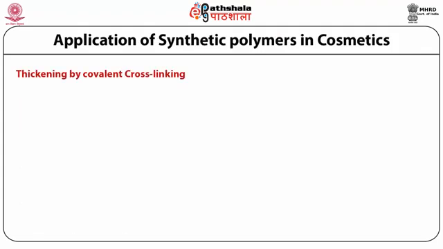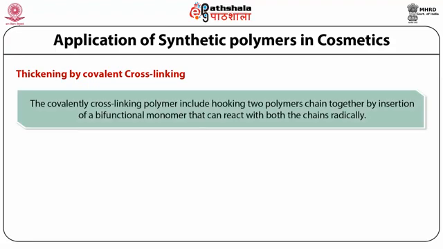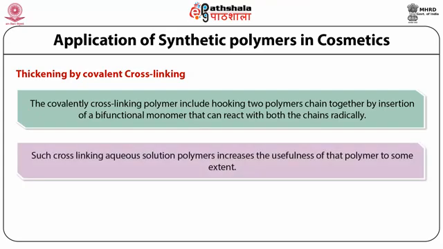Thickening by covalent cross-linking is another approach. Covalently cross-linking polymers involves hooking two polymer chains together by insertion of a bifunctional monomer that can react with both the chains radically. Such cross-linking of aqueous solution polymers increases the usefulness of that polymer to some extent.